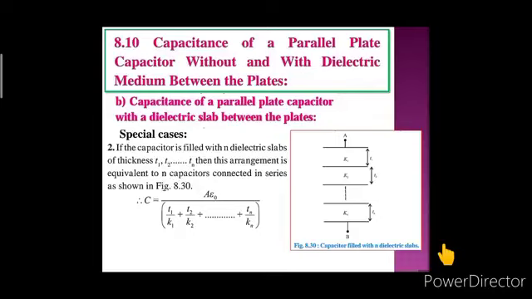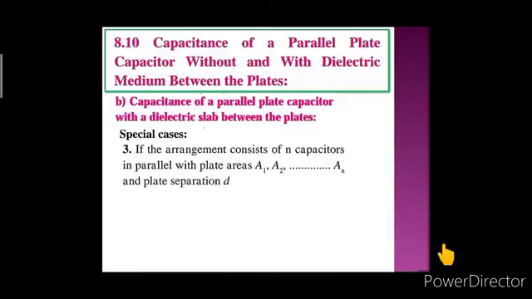tn upon Kn. Now the next case we are having, if the arrangement consists of n capacitors in parallel with plates having the areas A1, A2 till An and the plate separation is d, then we are using the formula C is equal to epsilon naught A K upon d there. As here we are having different areas of the parallel plates, and the dielectric constant will also be based on the dielectric inserted.